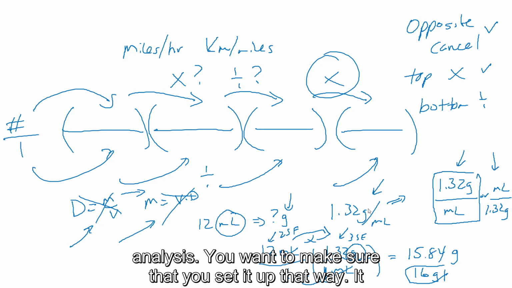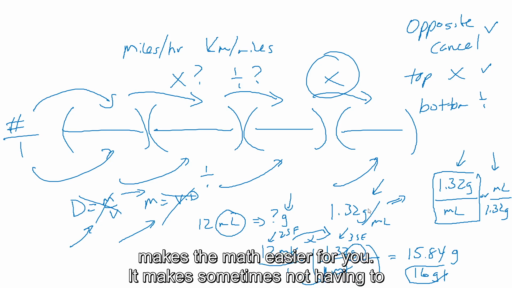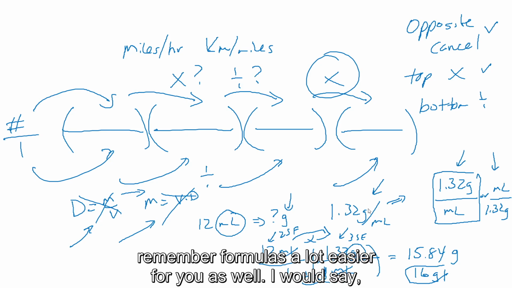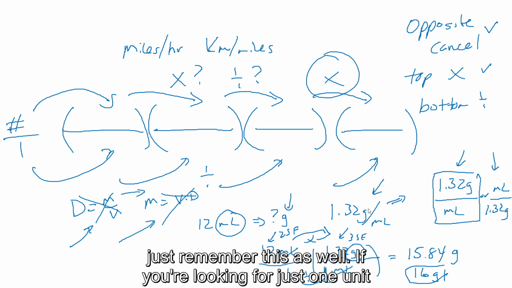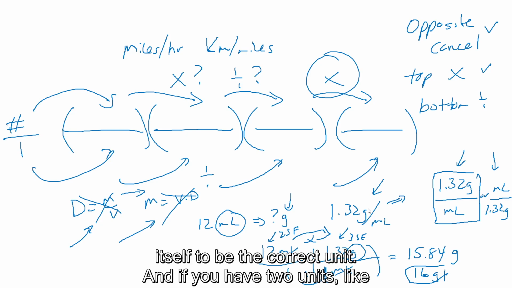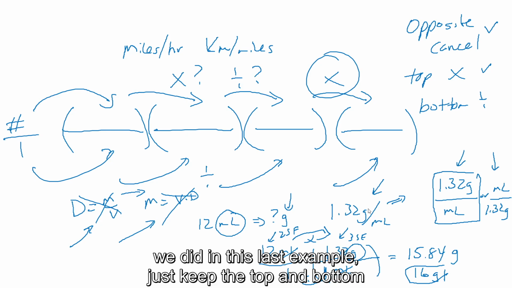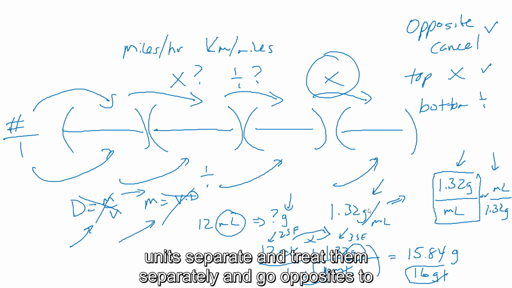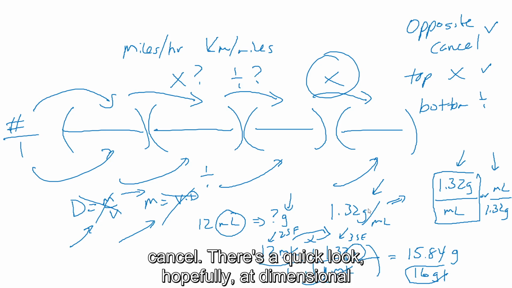You want to make sure that you set it up that way. It makes the math easier for you. It sometimes makes not having to remember formulas a lot easier for you as well. I would say just remember this as well. If you're looking for just one unit at the end, that unit usually has to be up on top and by itself to be the correct unit. And if you have 2 units like we did in this last example, just keep the top and bottom units separate and treat them separately and go opposites to cancel them.